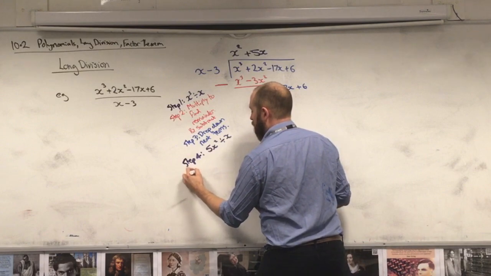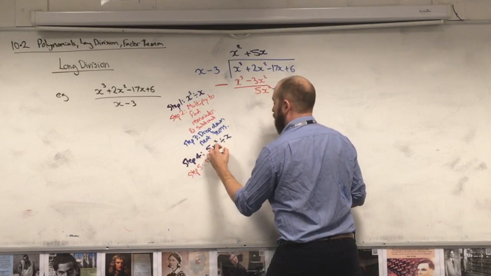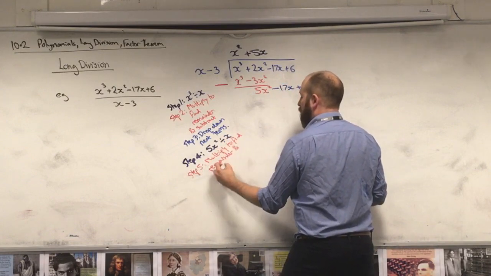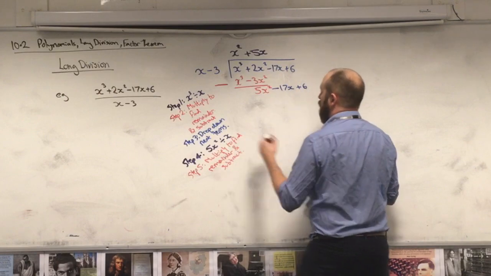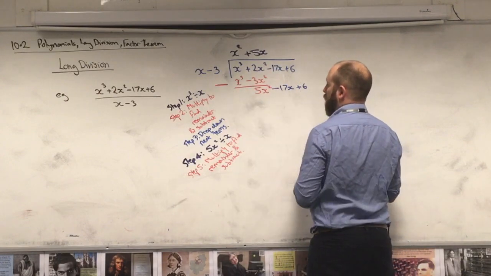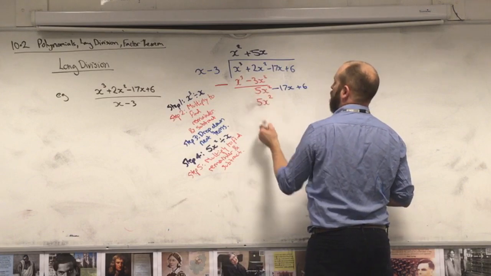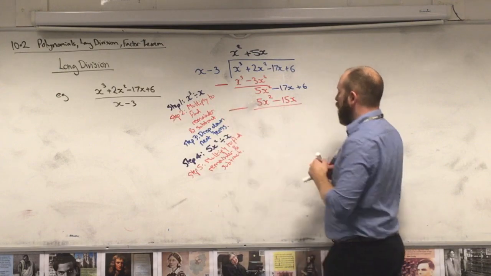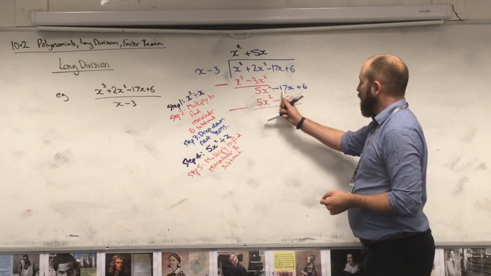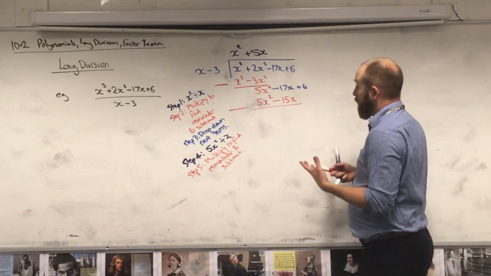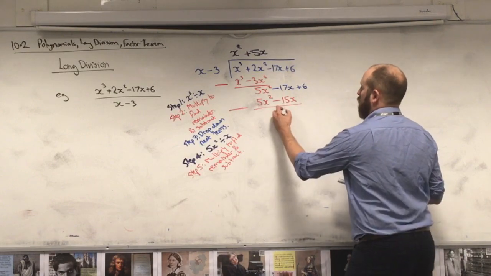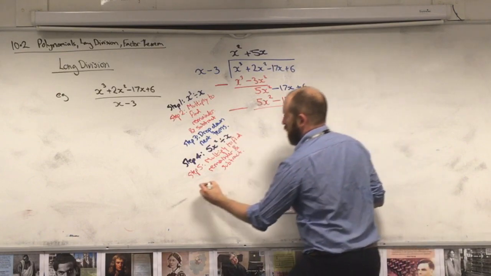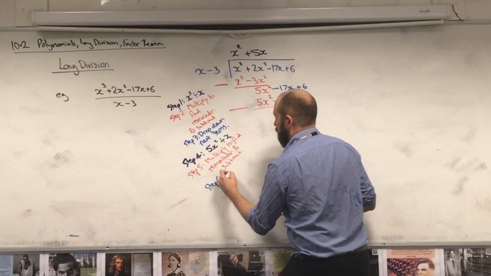So step 5, multiply to find the remainder. So 5x times x is 5x squared. 5x times minus 3 is minus 15x. And subtract those. 5x squared take 5x squared is 0. Minus 17 minus minus 15 is going to give us minus 2x. And then step 6, drop down, so we get plus 6 there.